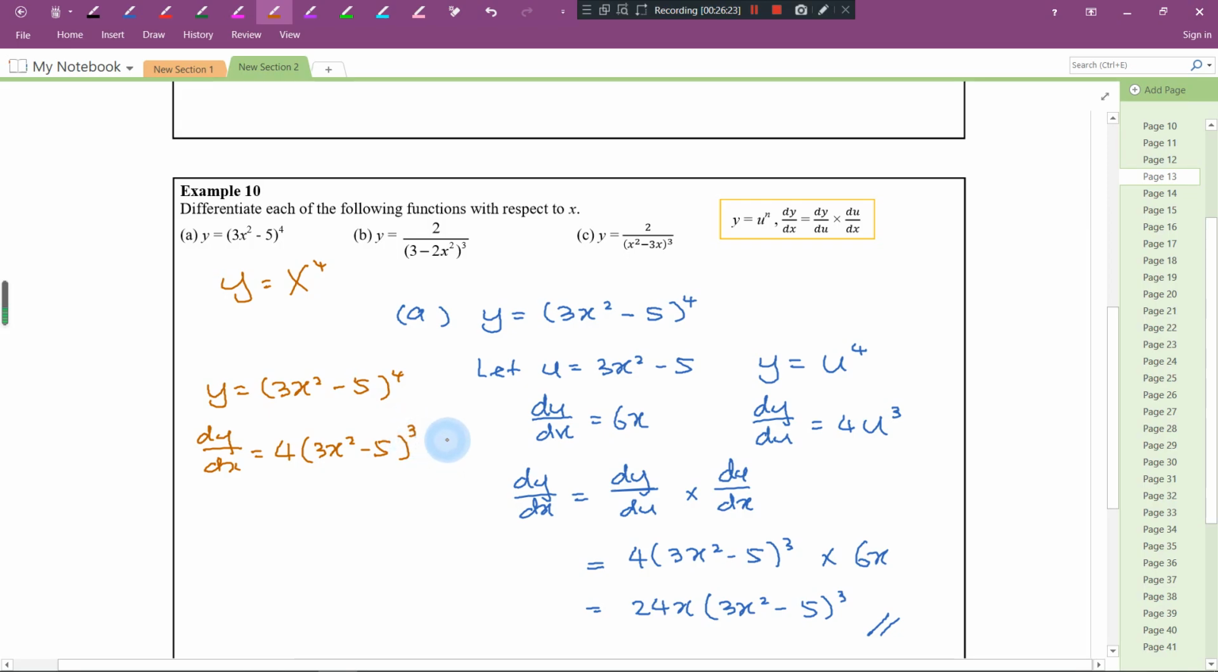And then you have to do one extra thing. Differentiate the inside one. Now ignore the parentheses and also the power 4. Just look at this and differentiate this whole thing. 2 times 3, you get 6x. Differentiate the constant, you get 0. And then you just multiply 4 by 6x, 24x, times 3x squared minus 5 raised to the power of 3. You get exactly the same answer.